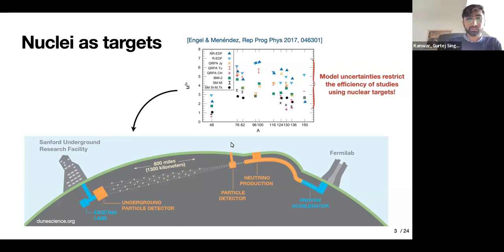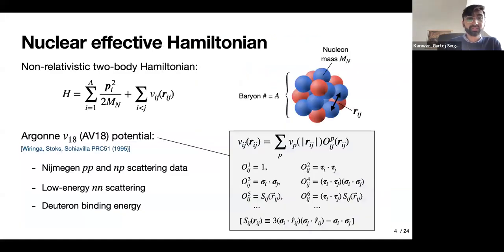So how exactly do these methods work? Well, the starting point is typically the nuclear effective Hamiltonian. For example, we might focus on a two-body non-relativistic formulation, where we're talking about a fixed total baryon number, and we're treating our nucleons as point-like particles that behave non-relativistically but have some kind of two-body interaction potential.